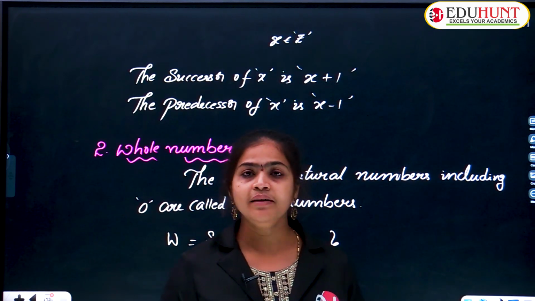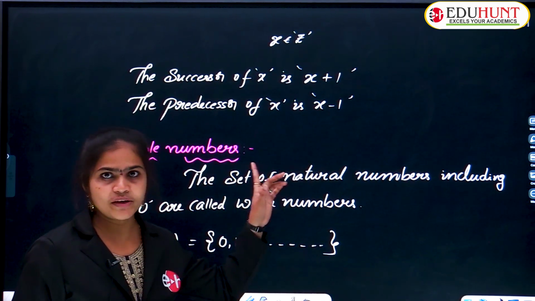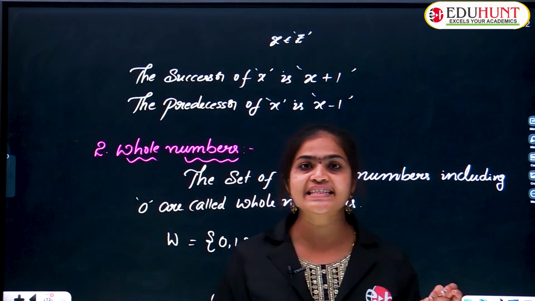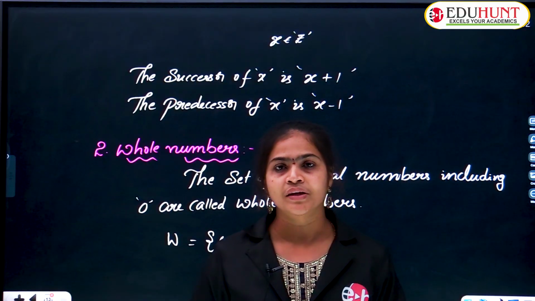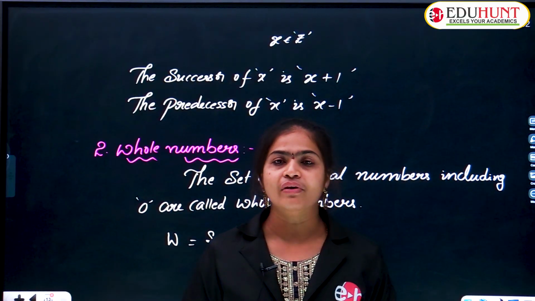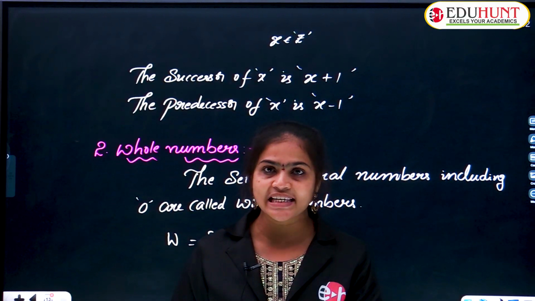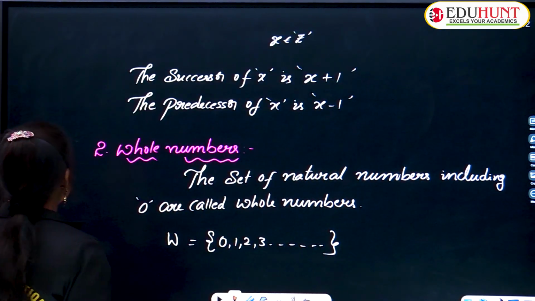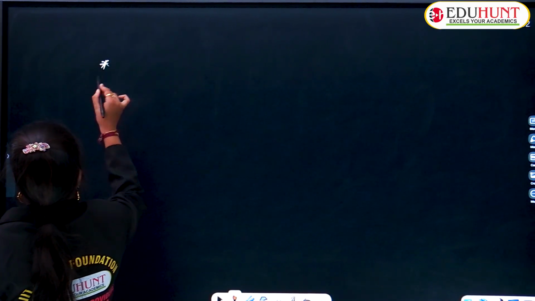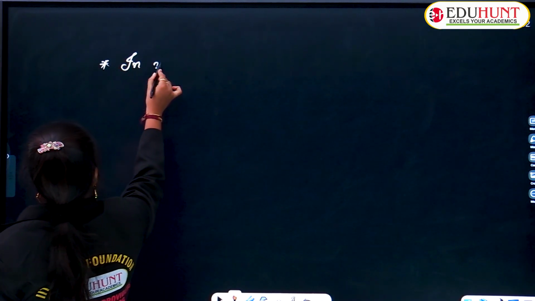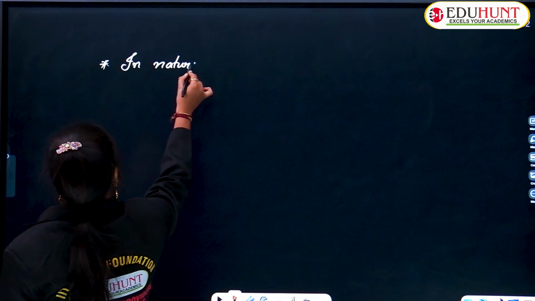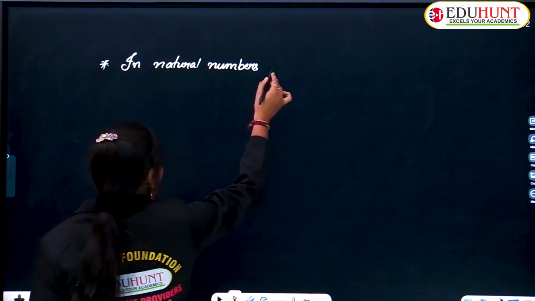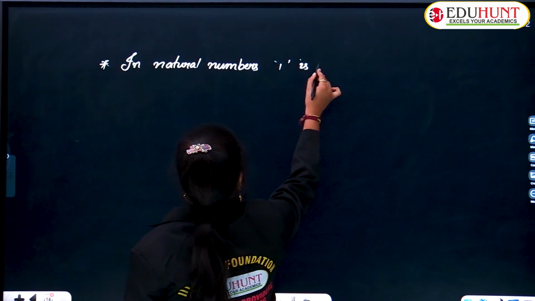In the same way, we discussed the successor and predecessor topic. Now see, in natural numbers, which number does not have a predecessor? That is 1. Why? Because 1 minus 1 is equal to 0, but 0 is not there in natural numbers. In natural numbers, 1 does not have a predecessor.